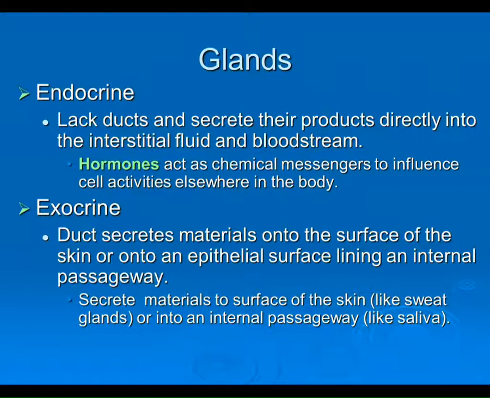Versus exocrine. Exocrine glands have to get their products out of the body. And in order for them to exit, there's going to be a duct, a tube, that's going to carry that product to an epithelial surface. So this could be a sweat gland releasing sweat to the surface of your skin. This could be a salivary gland secreting spit into your oral cavity.